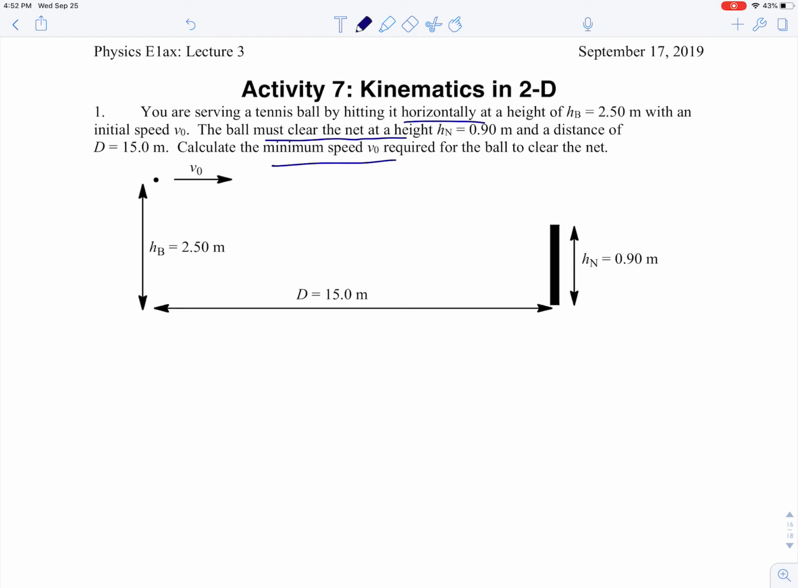So what does minimum speed mean? Well, if you hit this ball really hard, then it would shoot out something like this. So that cleared the net with quite a bit of clearance. We want to find the velocity where the ball just barely clears the net, so where the final position at the net is just above the net. So all this minimum speed business is telling us is that this is the final position of the ball, and this is the initial position.